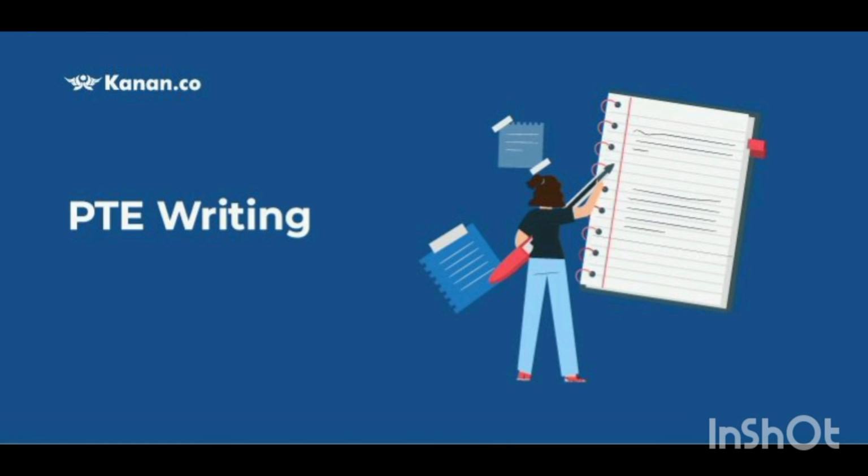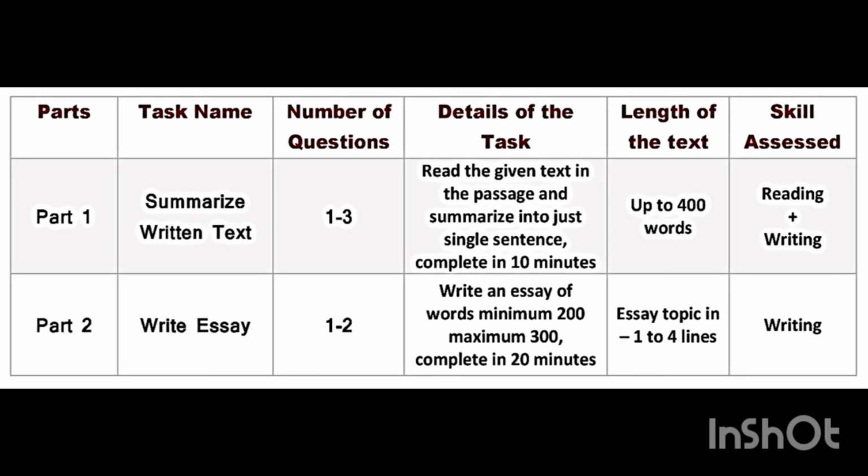Now we are going to discuss the PTE writing, what questions will come and how you have to solve them with examples. It has two parts: summarize written text. The number of questions will be around 1 to 3. The task is that you have to read a given passage and summarize it into just a single sentence. The time will be 10 minutes.